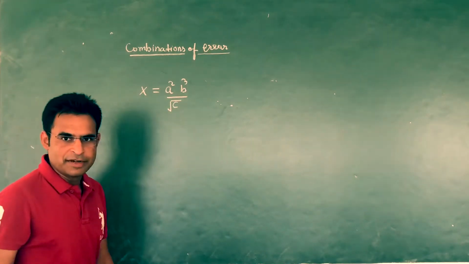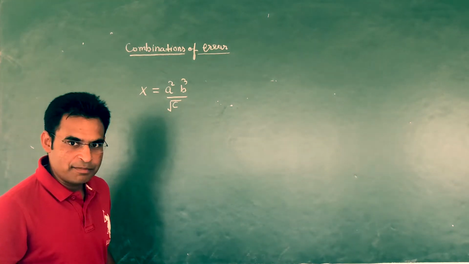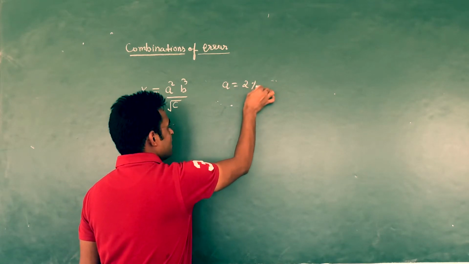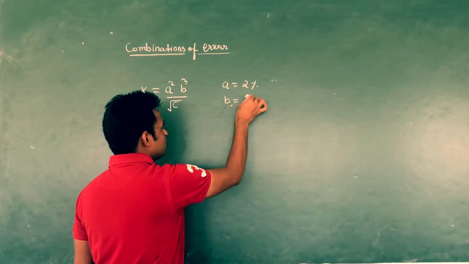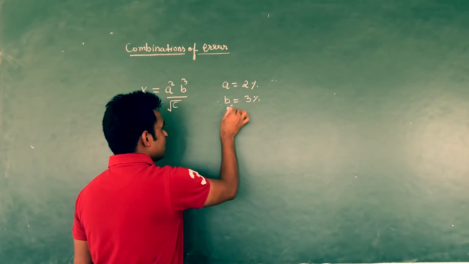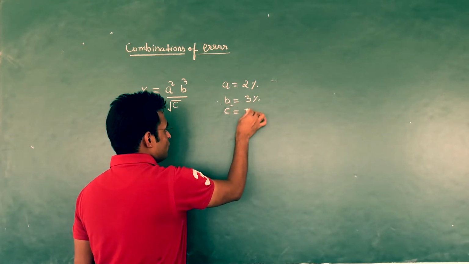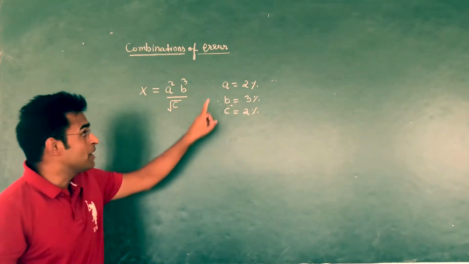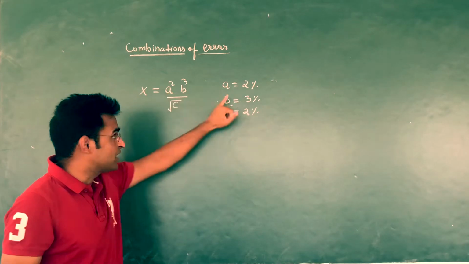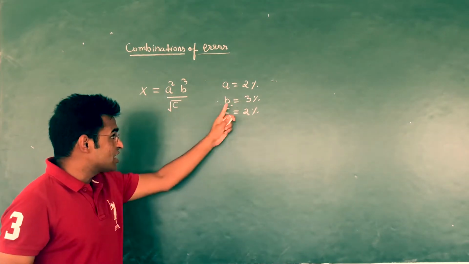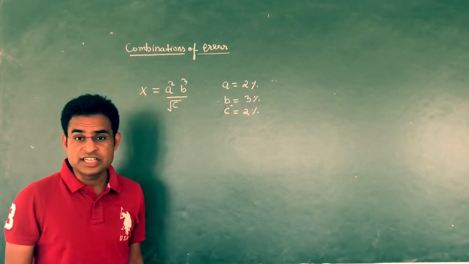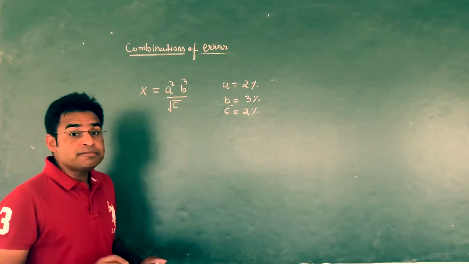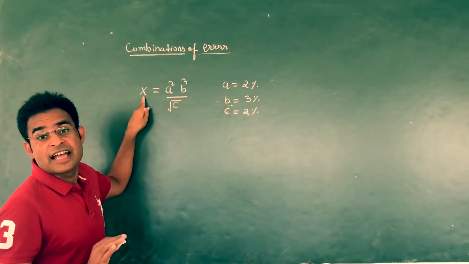If this formula is given to you, and it's also given percentage error in a, let's say it's 2%. Percentage error in B is 3%, and percentage error in C is 2%. This is given in the question. What they are asking right now is what will be percentage error in X.